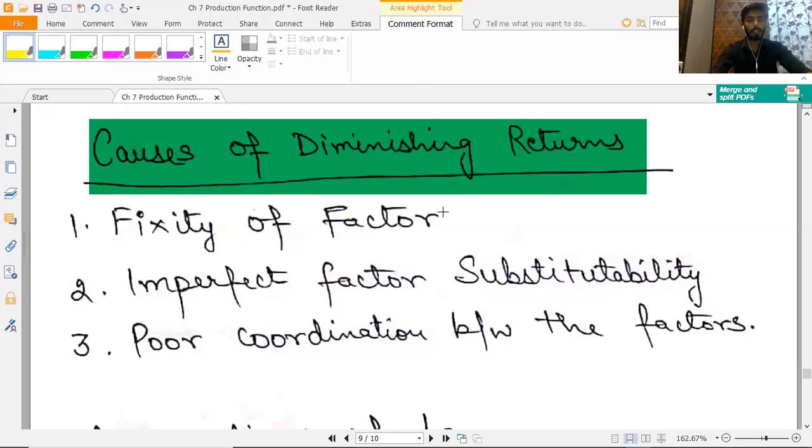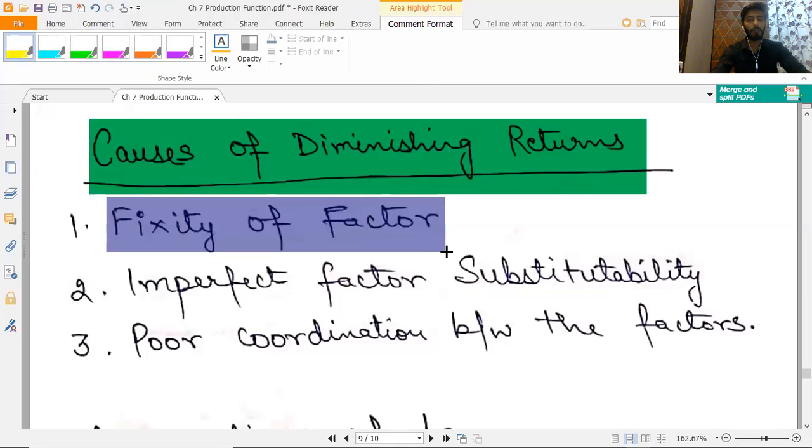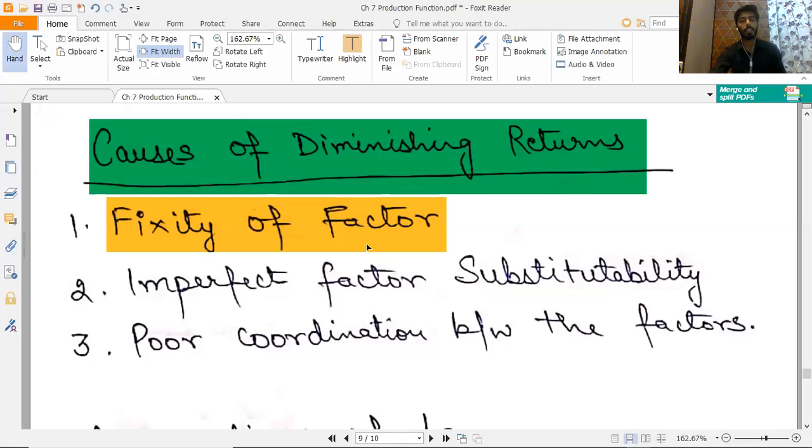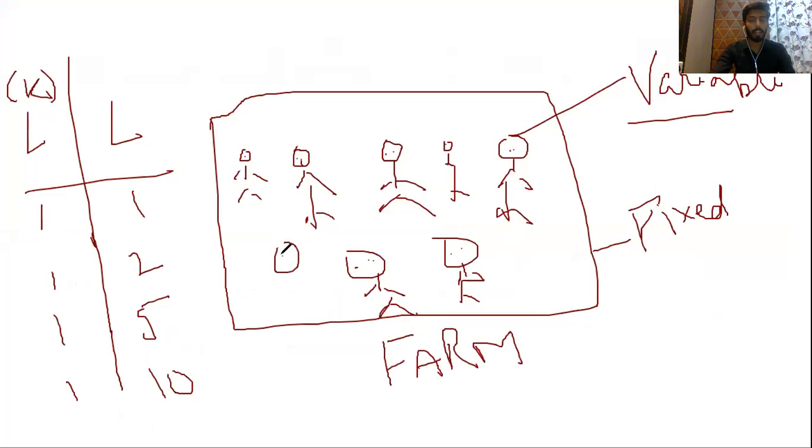So just now we saw the causes of increasing returns. Let us see what the causes of diminishing returns are. The first point is fixity of the factor. What does this point mean? In the initial stage, when we were increasing the labor one by one, at a certain point of time the labor gets excessive. There is more labor than required, right? There are many labor. So what happens? It increases the burden on the fixed factor.